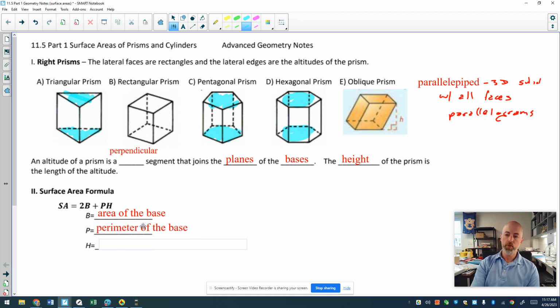P would be the perimeter of that base. And then H is the altitude or the height of the prism, which is also referred to as the lateral edge. And that will be the length of one of these edges that connects the two bases.